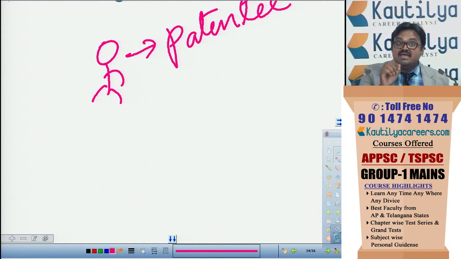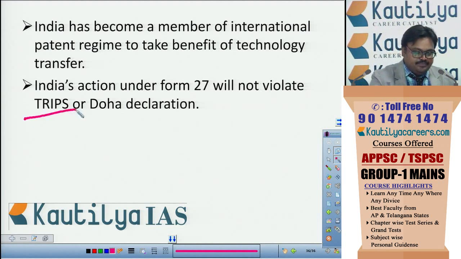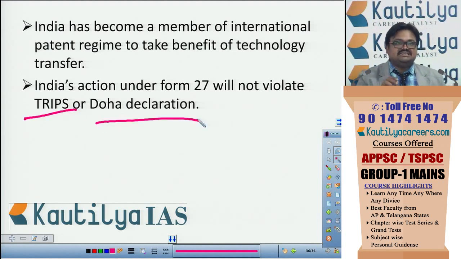Now this may seem like the Indian government is violating the TRIPS of WTO, but it is not. There is a provision in TRIPS which allows governments to do such an act. That provision was given in the Doha Declaration. So India's actions under Form 27 will not violate TRIPS or the Doha Declaration. This you have to remember.